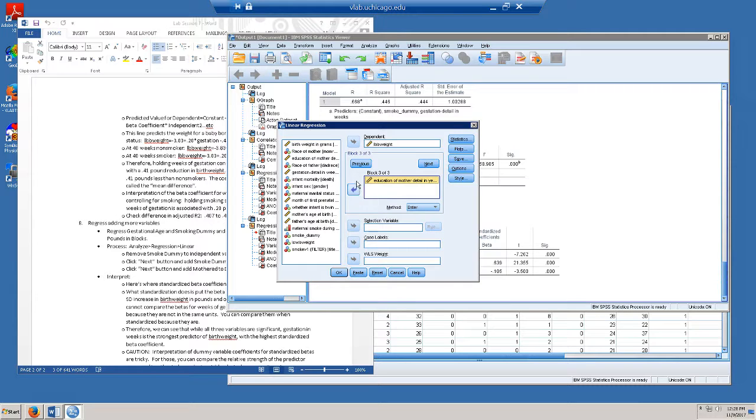Yeah. So your first block is going to be gestation. You're still going to have the same dependent variable, and then you hit Next, and you put in the smoke dummy, then Next, then education.